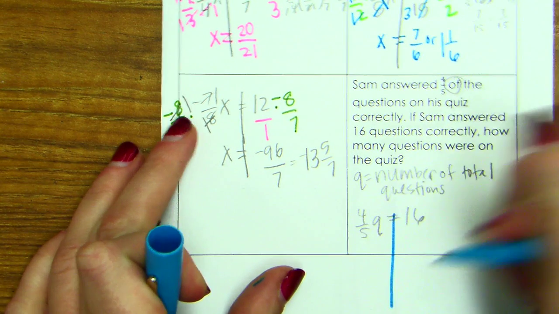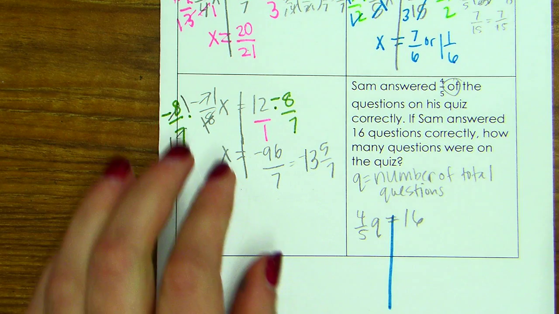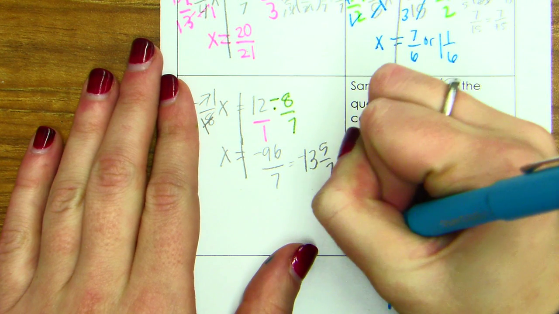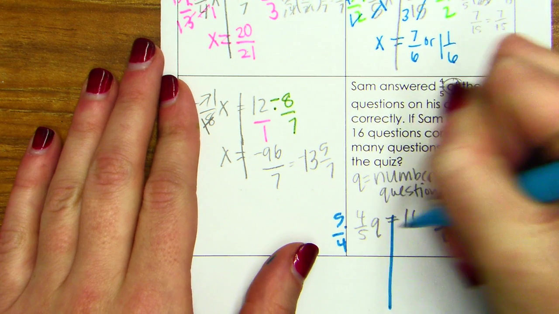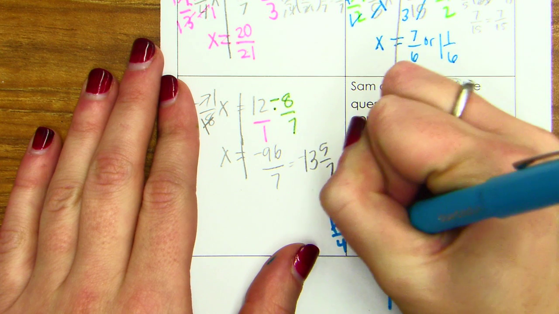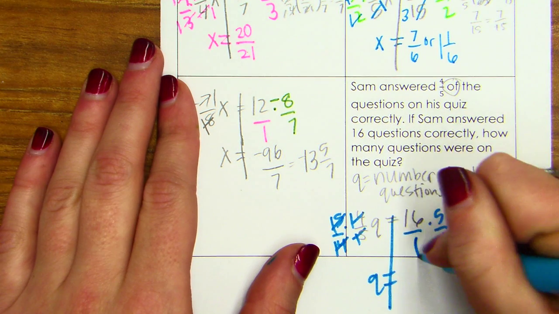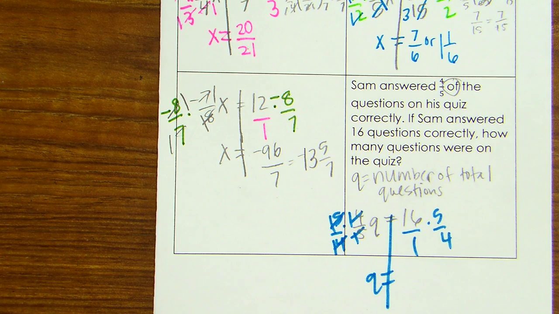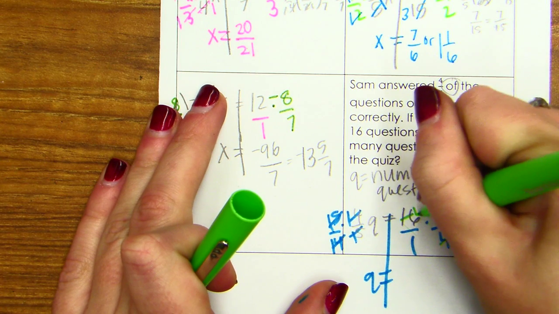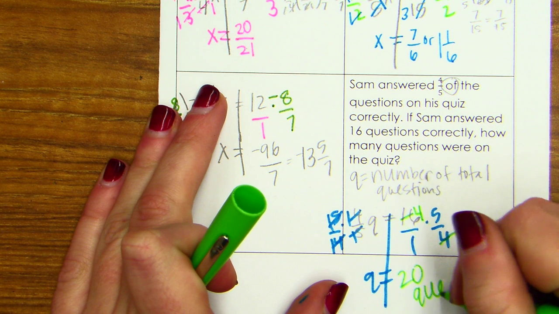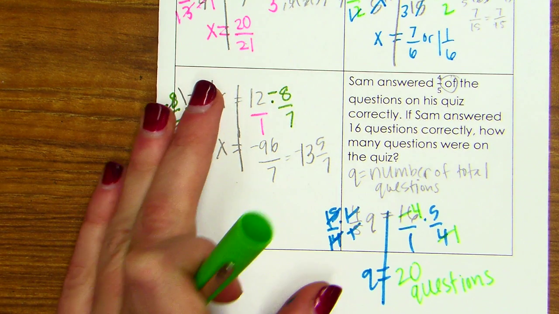I have 4/5 times x. The opposite of multiplying by 4/5 is dividing. When I divide fractions, I flip and multiply, so I'll multiply by 5/4. These will cross cancel, so I'll get 1q. I'll turn this into a fraction. I can cross cancel this way. 4 will go in here one time and in here 4 times. 4 times 5 is 20. So there were 20 questions on this quiz.